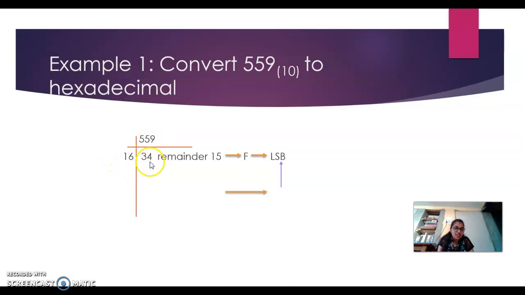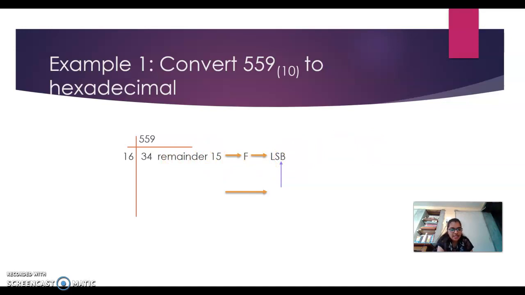So 16 4s are 64. 79 minus 64 is 15. So the remainder is 15. How will you write 15 in the hexadecimal number system? We'll write it as F because F is equivalent to 15. As this is our first remainder, let us make it the LSB.